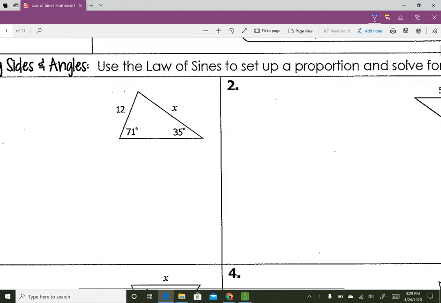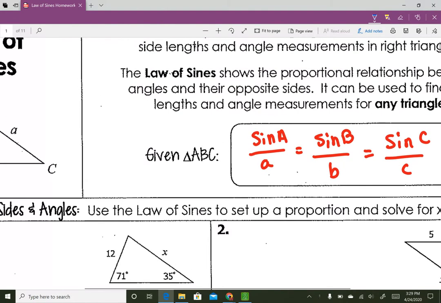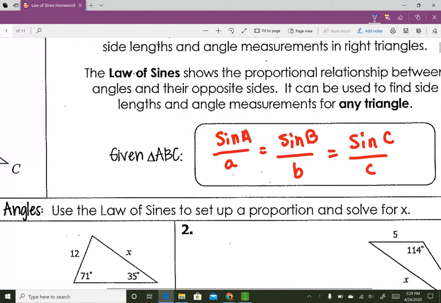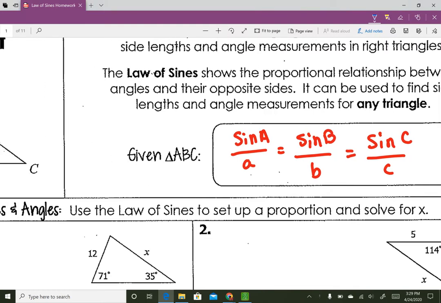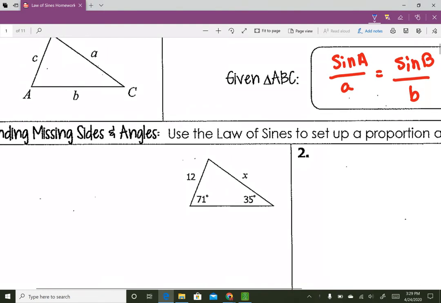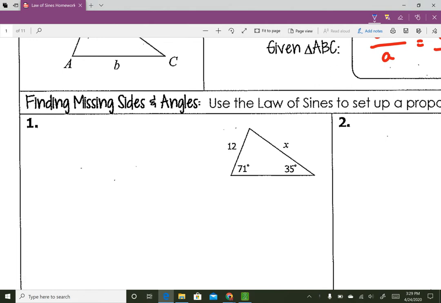We're going to talk today about law of sines, trying to find a missing side. So remember, the law of sines is sine of A over a is equal to sine of B over b is equal to sine of C over c. So these are proportions in a triangle of the sides and the angles. We can find missing sides, missing angles using this law.